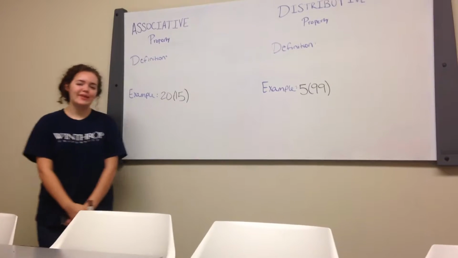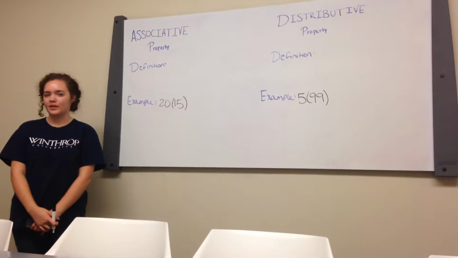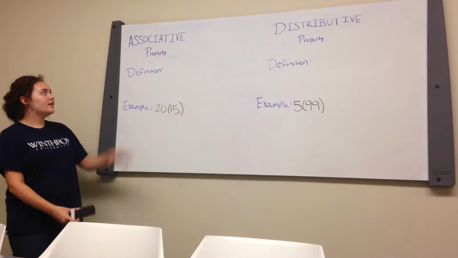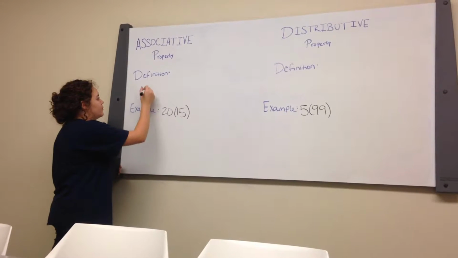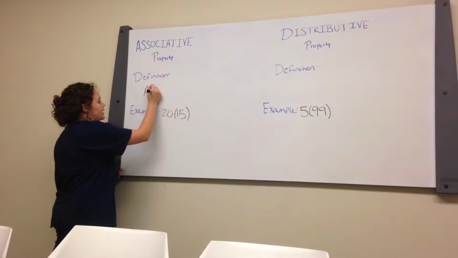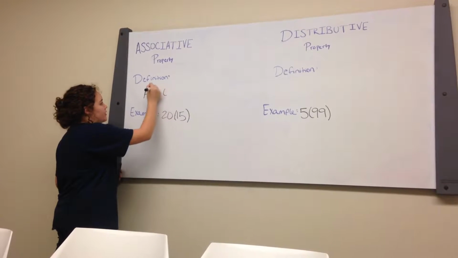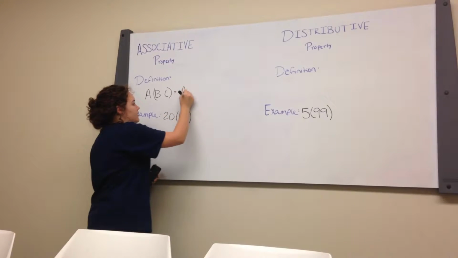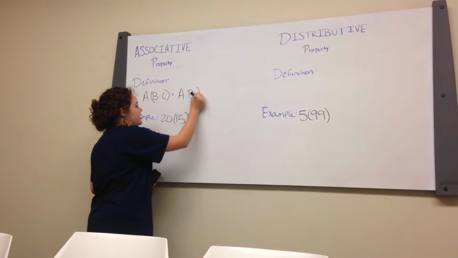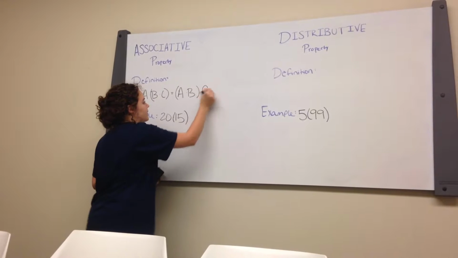So today we'll be talking about the associative and distributive properties of multiplication. To start, we'll start with the associative property. So the definition of the associative property is A times (B times C) is the same as (A times B) times C.